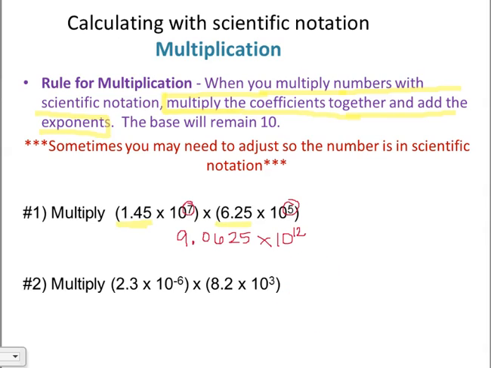Go ahead and try number 2 on your own. So go ahead and click pause so that you can try that on your own, and when you're ready to check your work with mine, go ahead and click play.